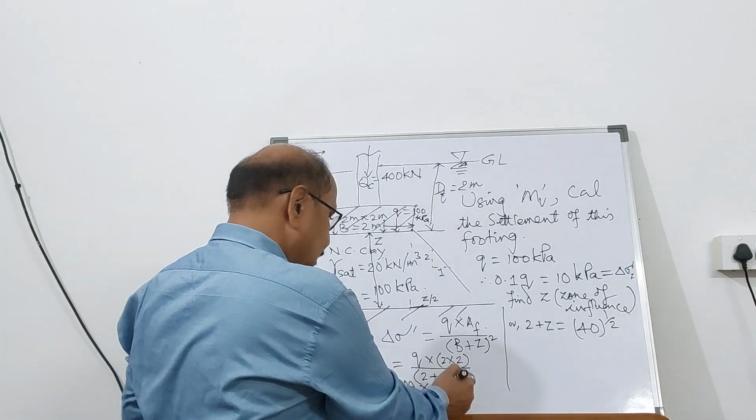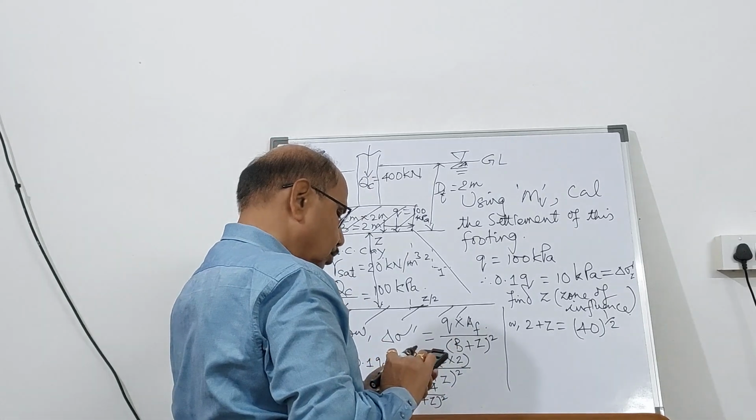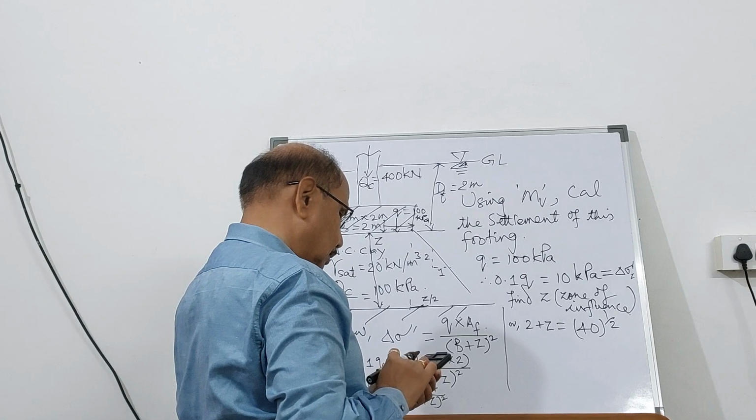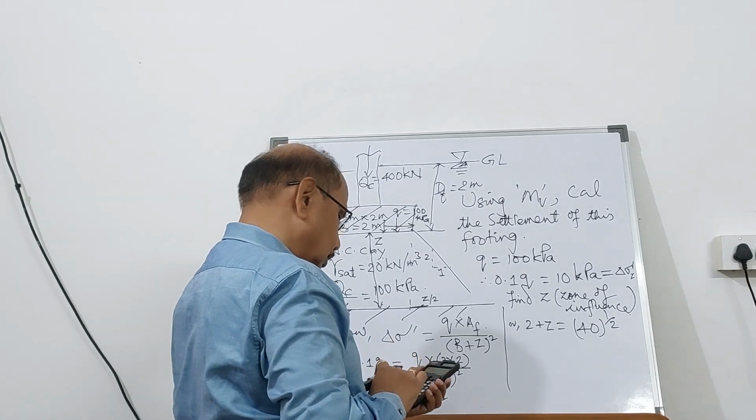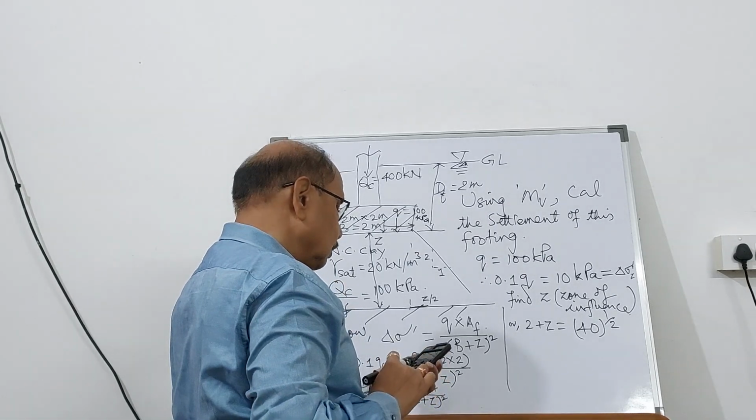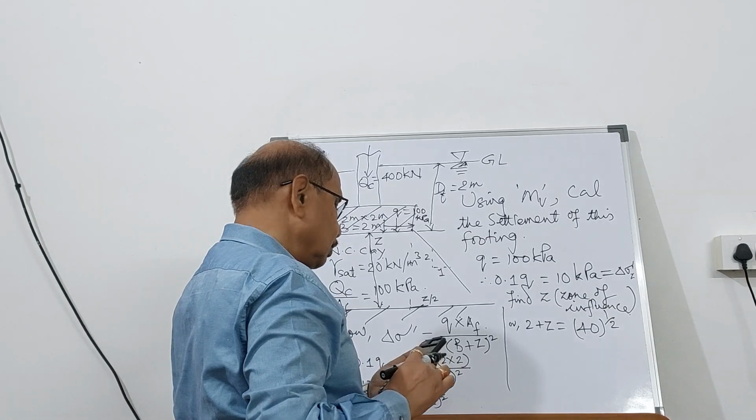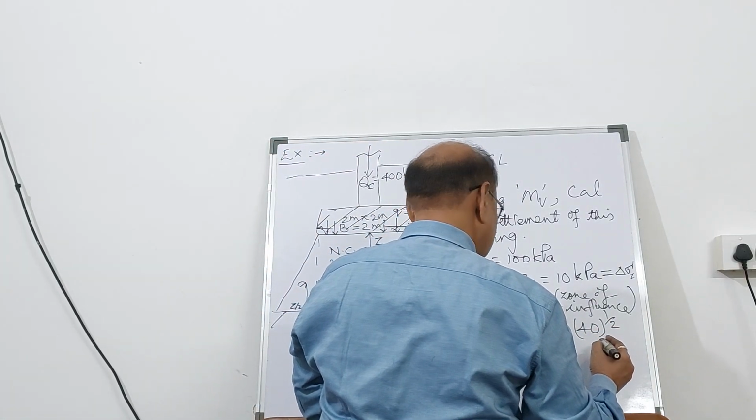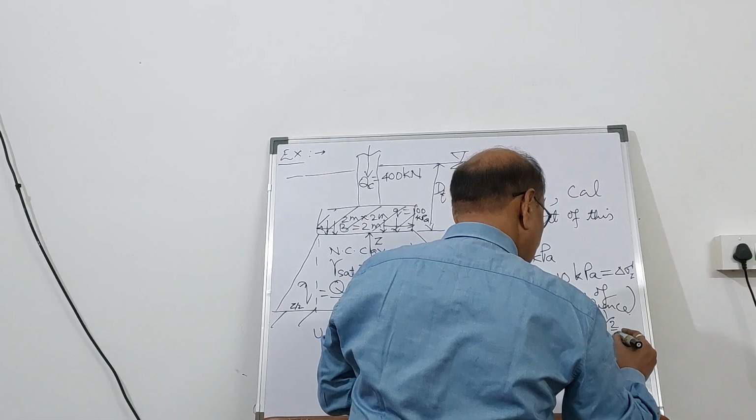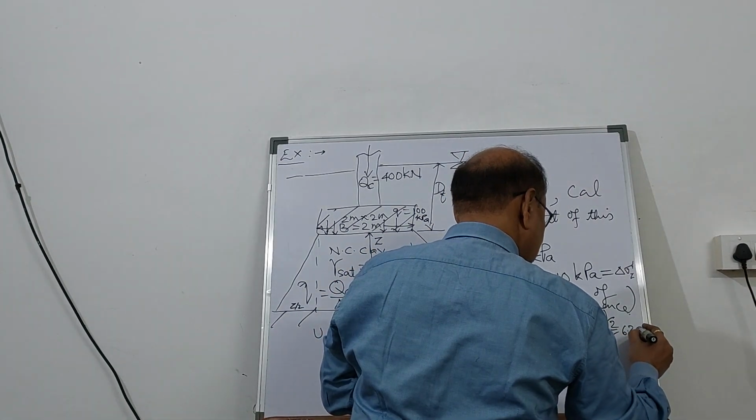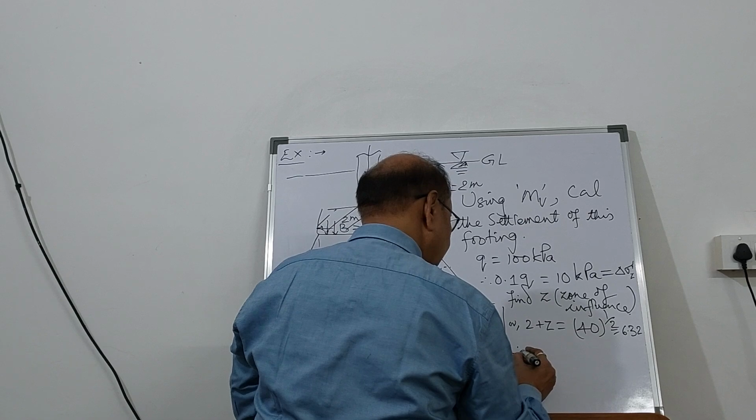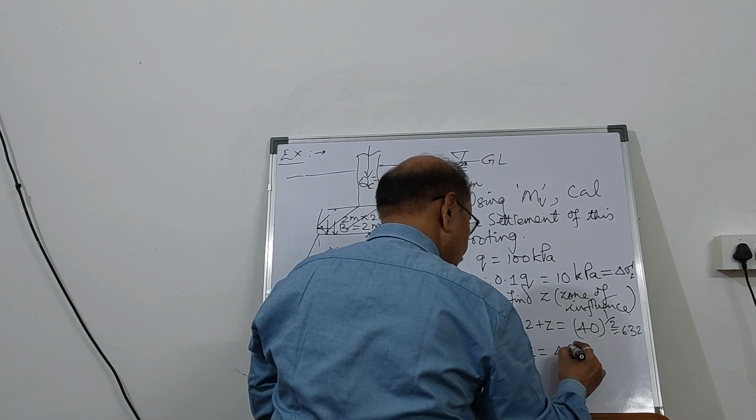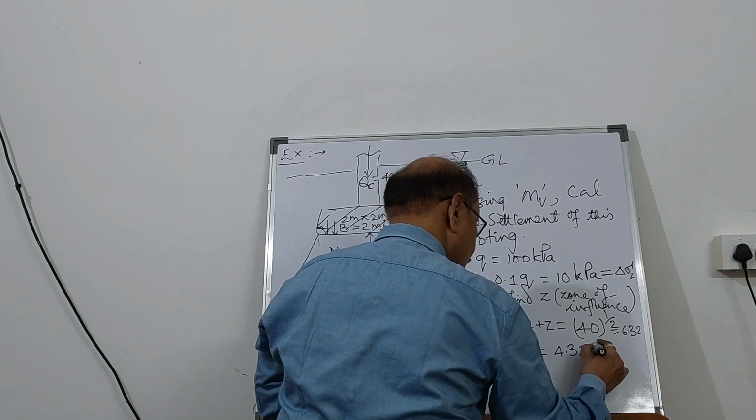2 plus Z equal to under root 40. So under root 40 equal to 6.32. Therefore, the depth of influence, Z, equal to 4.32 meter.